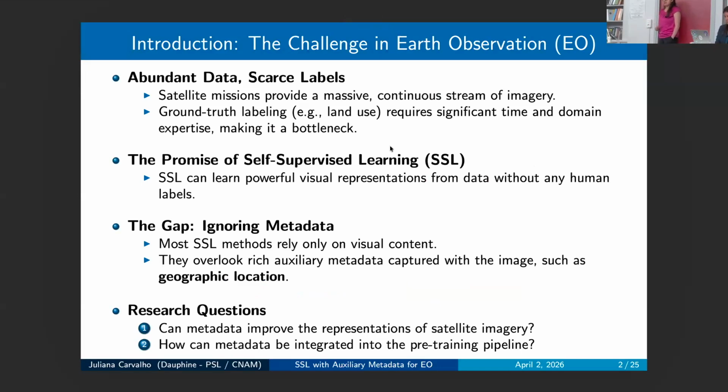But there's still a gap, because self-supervised learning just uses the images and ignores the metadata that is captured along with the image. And we could use this metadata to improve the performance. So we have two main research questions: can metadata improve the performance, and how can we introduce this metadata into the training pipeline of a self-supervised learning model?